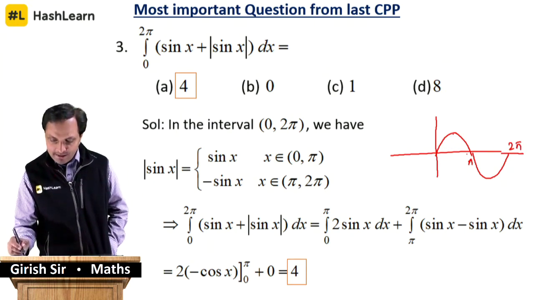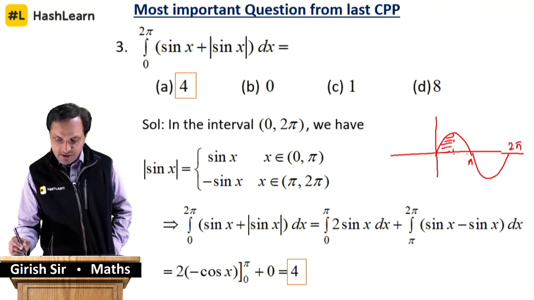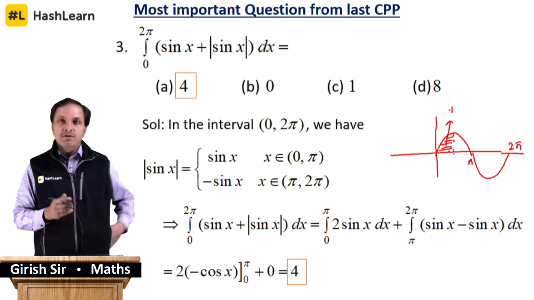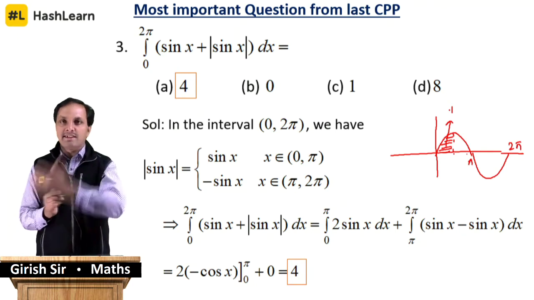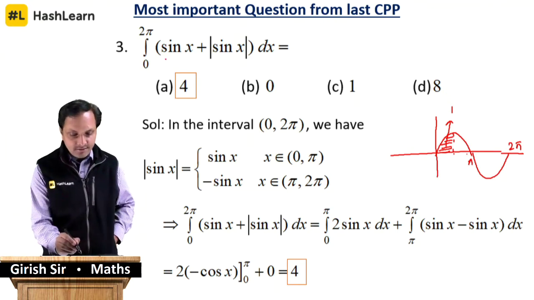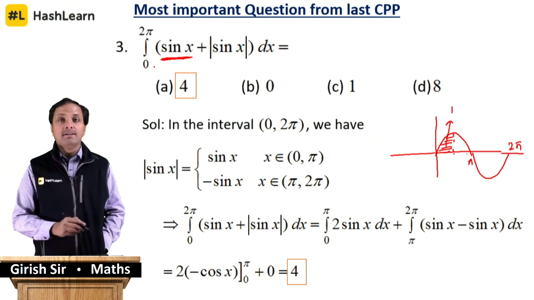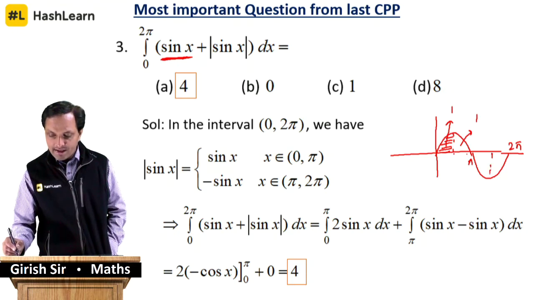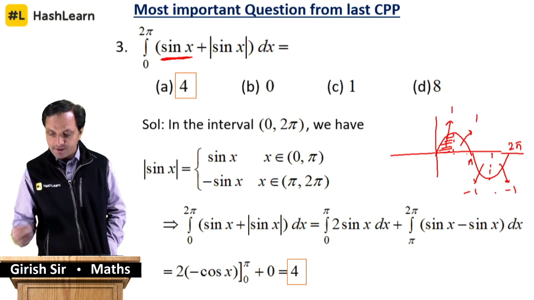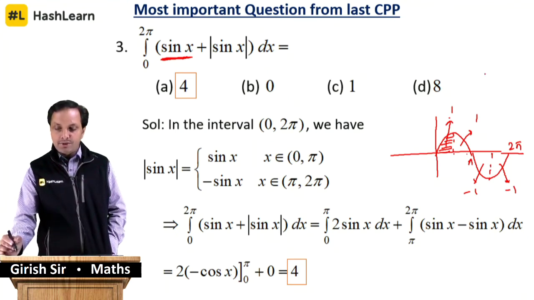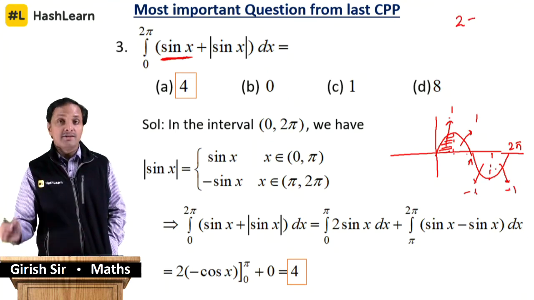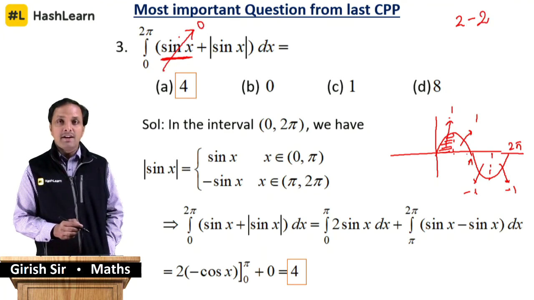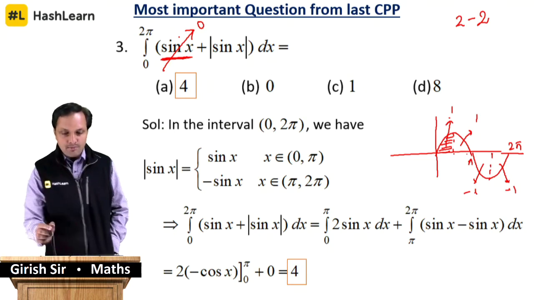You remember the area of this shaded part: that area will always be 1. If it is above the x axis it will be plus 1, and below the x axis it will be minus 1. So for sin x, plus 1 is 2 and minus 1 is minus 2. So this part will give you the area as 0. So what about mod sin x?